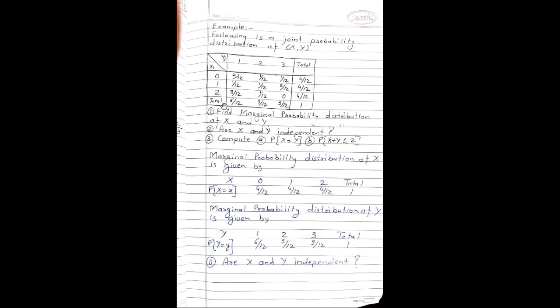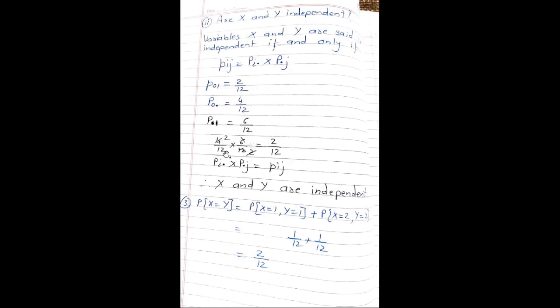4 by 12 into 6 by 12. If we multiply these marginal values and we get 2 by 12, then we can say that x and y are independent. Let us check. 4 by 12 into 6 by 12. 6 ones are 6, 6 twos are 12, 2 ones are 2, 2 twos are 4. So the answer is 2 by 12. So Pi dot into P dot j is equal to Pij. Therefore, x and y are independent.